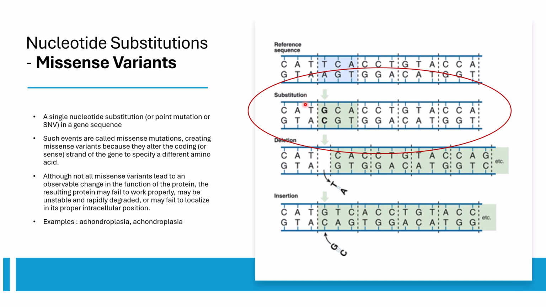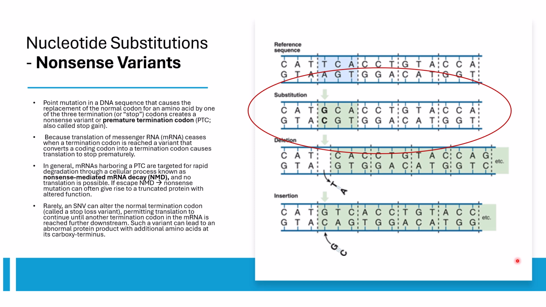Okay. The best example of nucleotide substitution is the missense variant. There will be a single nucleotide substitution, or what we call a point mutation, in a gene sequence. Such events are called missense mutations. They create variants because they alter the coding or sense strand of the gene, specifically resulting in a different amino acid. Not all missense variants lead to an observable change in the function of the protein, but they may result in a protein that is weak, fails to work properly, may be unstable and rapidly degrades. One of the examples of these missense variants is achondroplasia.